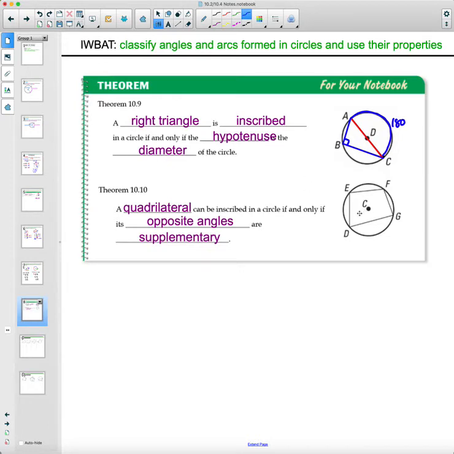And then for a quadrilateral, if you have a quadrilateral inscribed, meaning all the vertices are on the edge of the circle, these opposite angles here are going to be supplementary. So angle F plus angle D always equals 180, okay? And angle E plus angle G is always equal to 180. So opposite angles are supplementary if the quadrilateral is drawn inside of a circle.